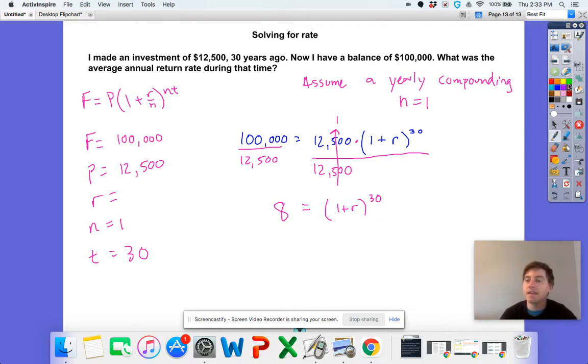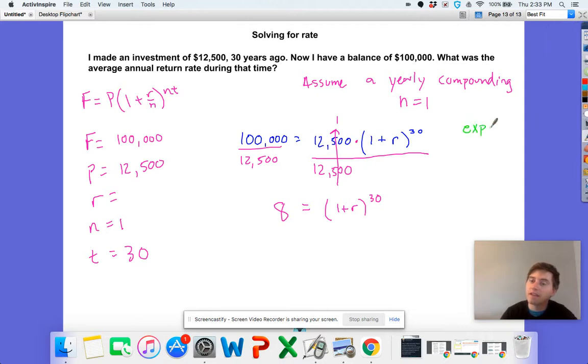And then the next step, I need to get rid of this 30. The inverse of taking an exponent is taking a root, so we make the little radical symbol on both sides. What root do we need to take to cancel out a 30 exponent? We need to take the 30th root. This 30th root will cancel out the 30th exponent, and we will get 1 plus r. No more need for the parentheses since all of the outside stuff is gone now. The 12.5 is gone, the 30 is gone, so we don't need these parentheses. It's just 1 plus r over here.